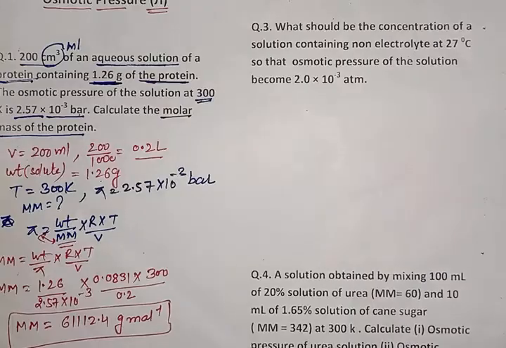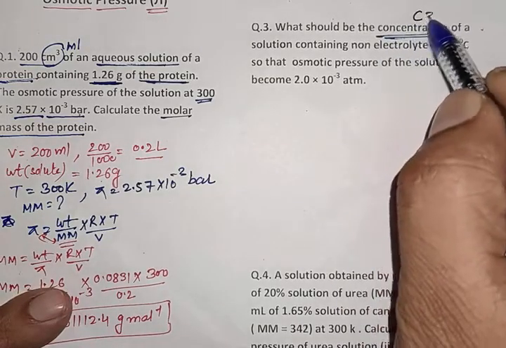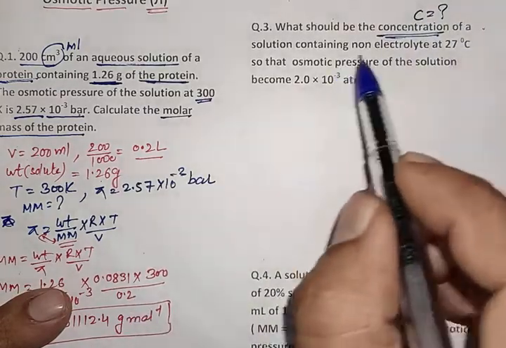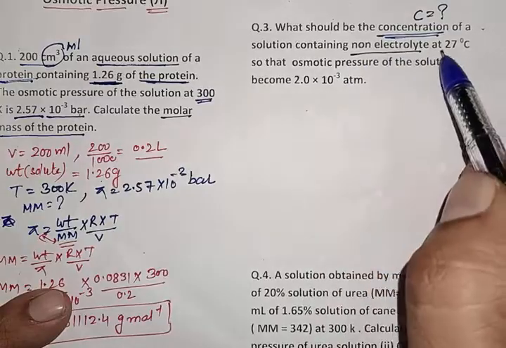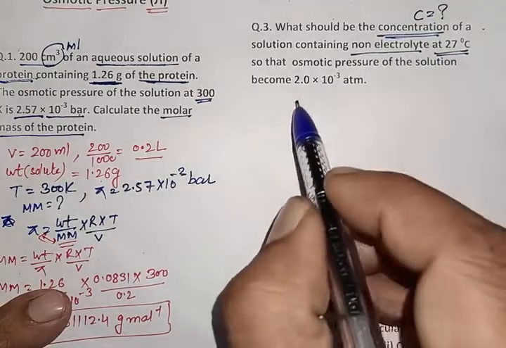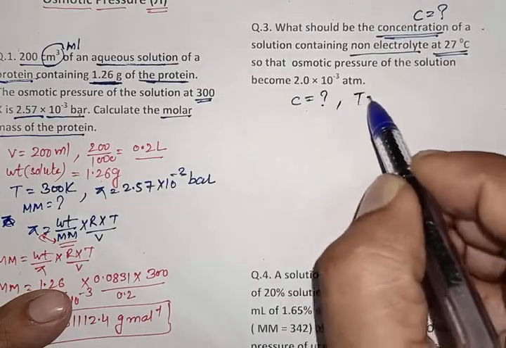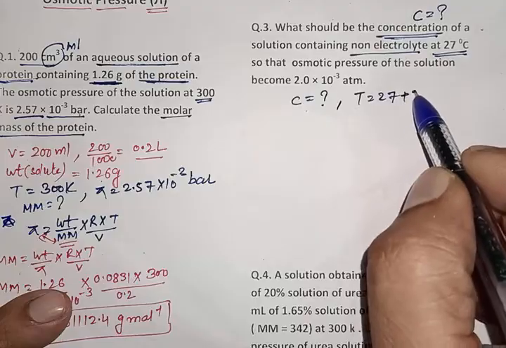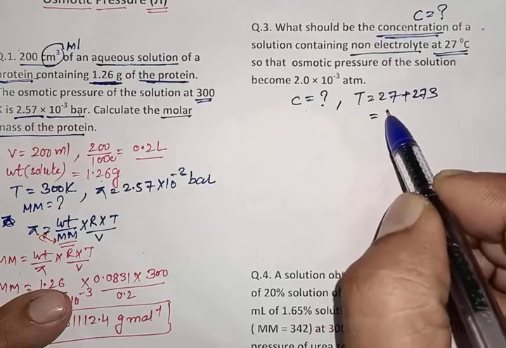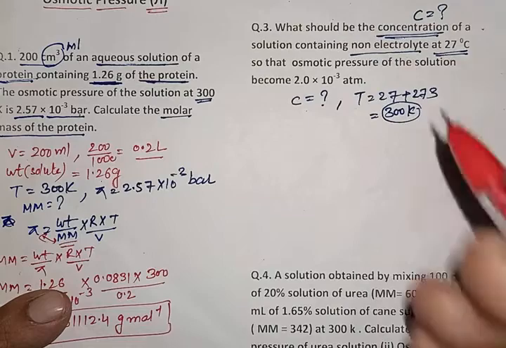Next is question number 3. What should be the concentration? We have to determine C, the concentration of a solution containing a non-electrolyte at 27 degrees Celsius. So we have to determine the concentration C, and the temperature is given as 27 degrees Celsius. If we add 273, this becomes 300 Kelvin. So the temperature of the solution is 300 Kelvin.